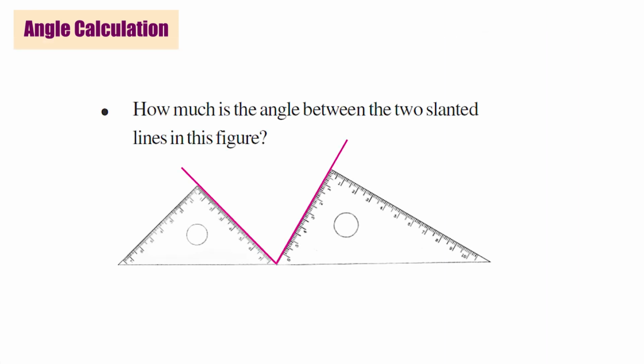Second one, how much is the angle between the two slanted lines in this figure? Here you can see two types of set squares. The angles on the left set square are 45, 45, 90. And the angles on the right set square are 60, 90 and 30 degrees. First we mark the angles using letters A, B, C, D, E.